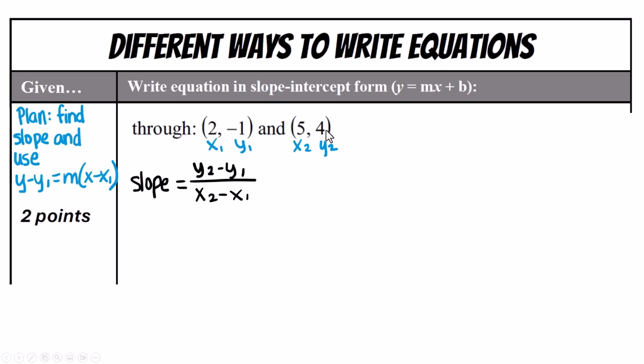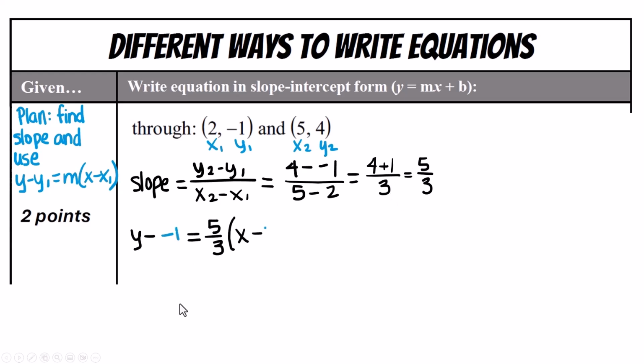So y2 is 4, y1 is -1. So on the top, we're going to have 4 minus a -1. On the bottom, x2 minus x1 would be 5 minus the 2. Simplifying, that becomes 4 plus 1 over 3, and our slope is 5/3.